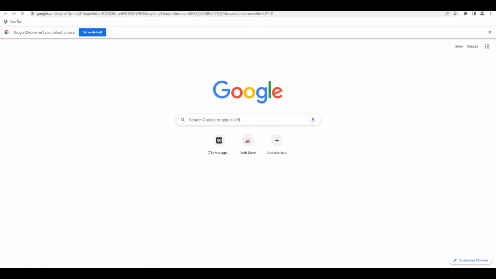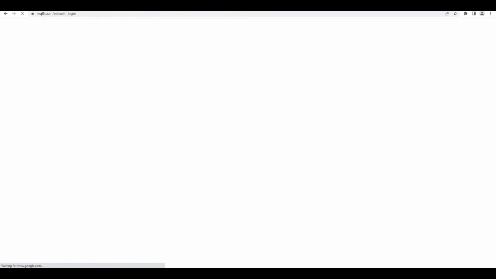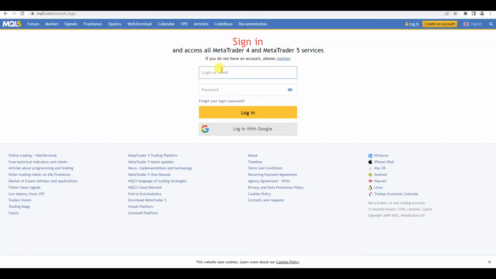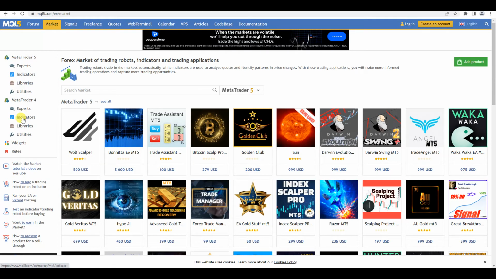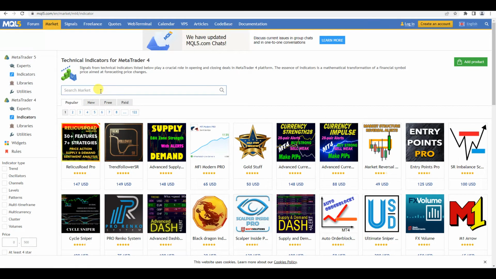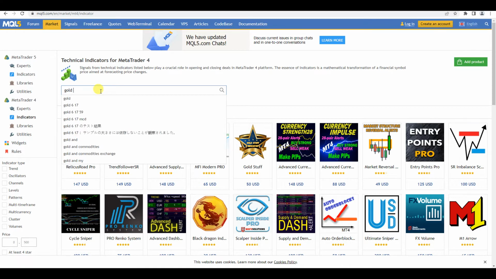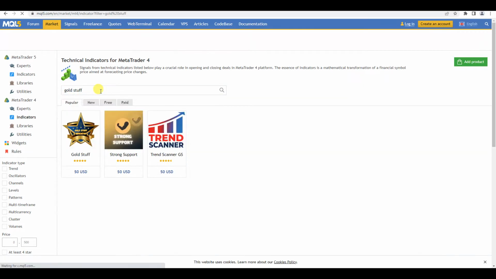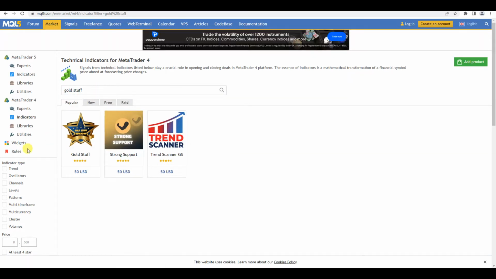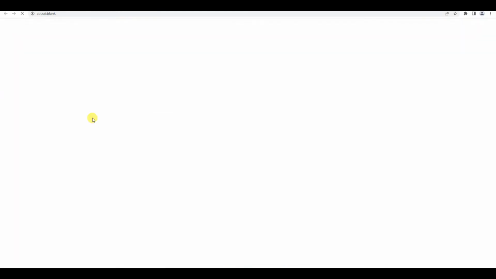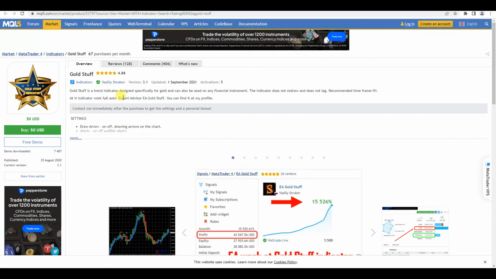So what we're going to do is, first of all, we will open MQL5 and see where the indicator is. We will go into the market, go into the indicators, and type gold stuff. Once we find gold stuff, we will click on this $50 indicator.